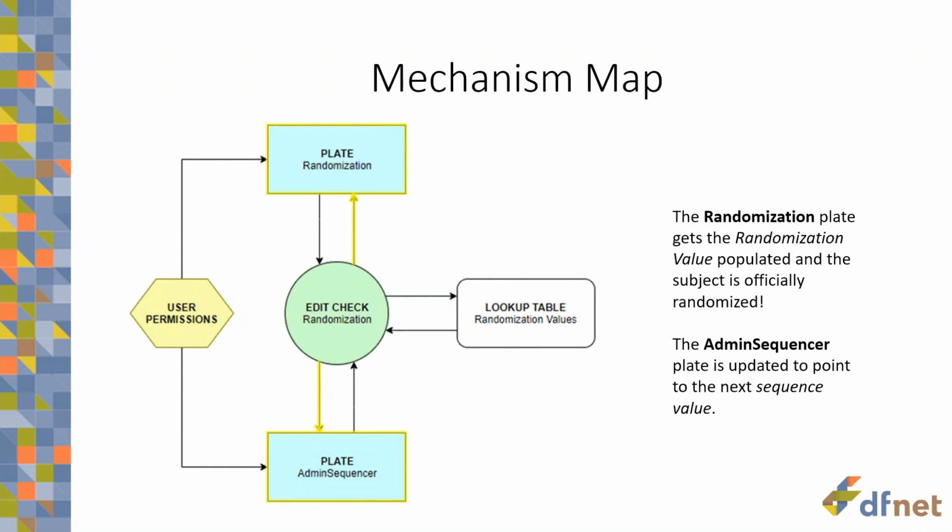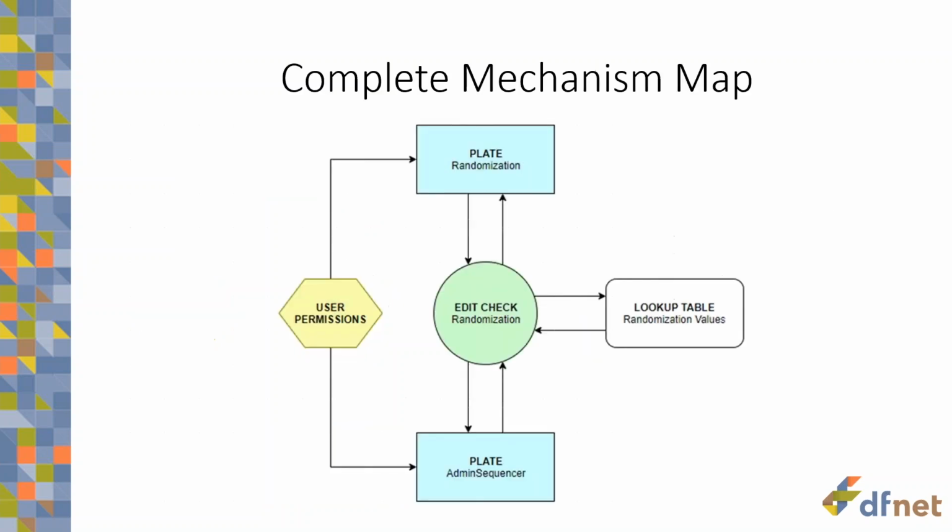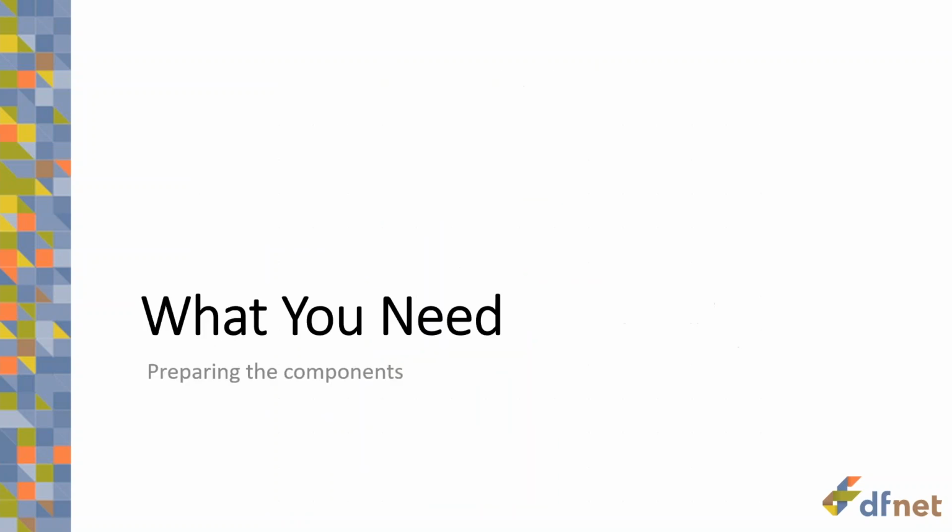If you want further and more detailed information about this mechanism flow, 2 weeks ago I did a webinar that provided a brief introduction to this, and at the end of this training I can showcase where you can find that recording. So the complete mechanism map flows pretty much two plates working together alongside an edit check and lookup tables. And it's just important that the users have permissions to both the randomization plate and the admin sequencer plate.